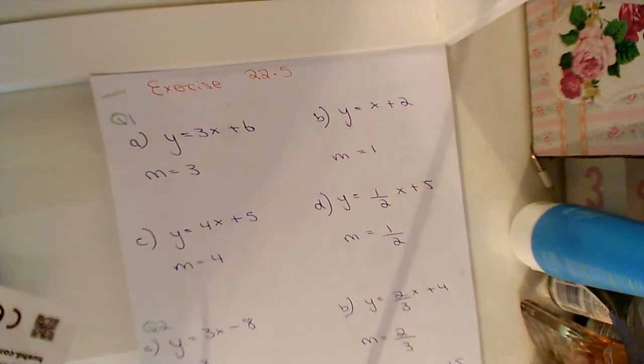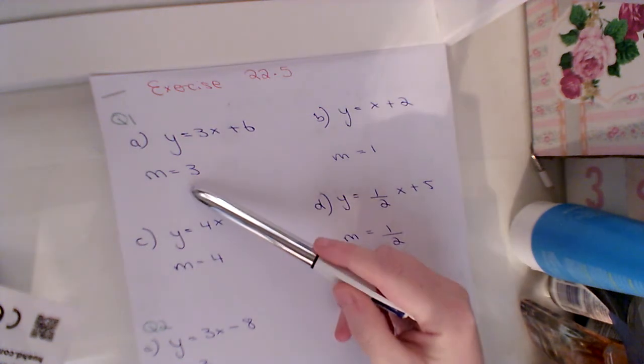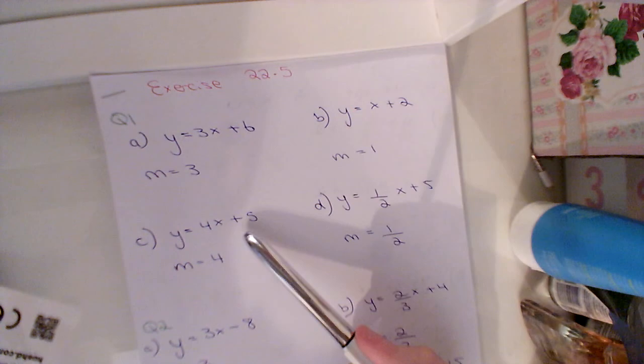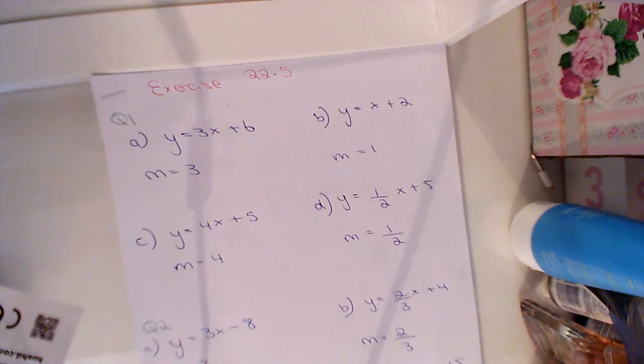Okay, so for question 1 I was asked to write down the slopes of the following lines. So y is equal to 3x plus 6. My slope here is 3. For the next one, y is equal to 4x plus 2, my slope is 4. And for d, y is equal to 1 over 2x plus 5. My slope is a half.